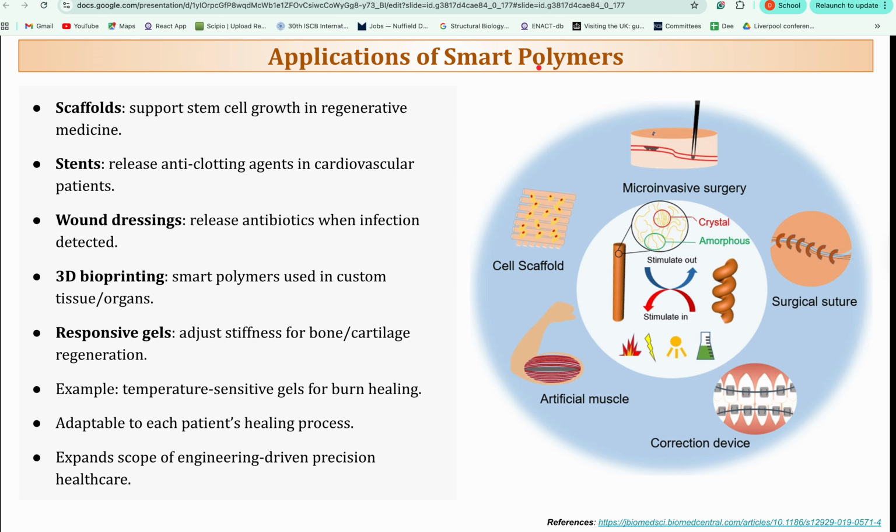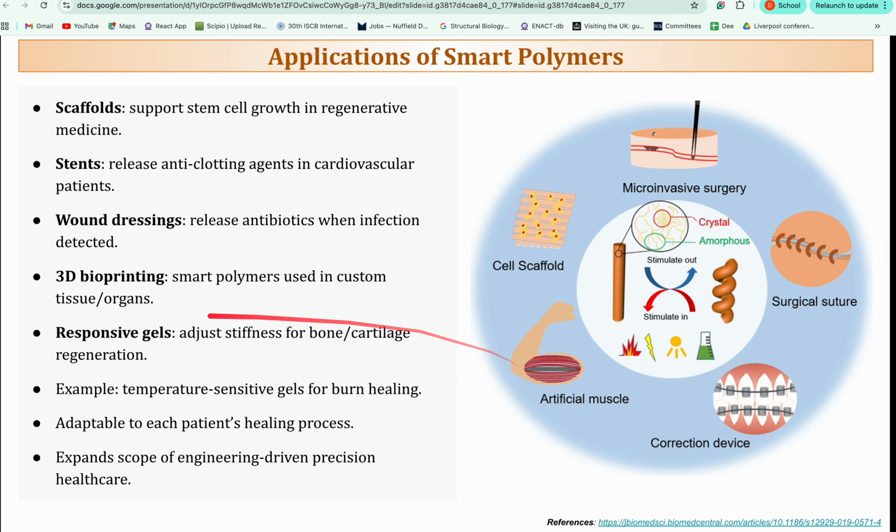Now we will see application of these smart polymers. They can act in the scaffolds, so they support stem cell growth in regenerative medicine as it is seen here. They can be used in stents where they release anti-clotting agents in cardiovascular patients. Wound dressings release antibiotics when the infection is detected. 3D bioprinting, smart polymers used in custom tissue and organs, such as in this case artificial medicine.